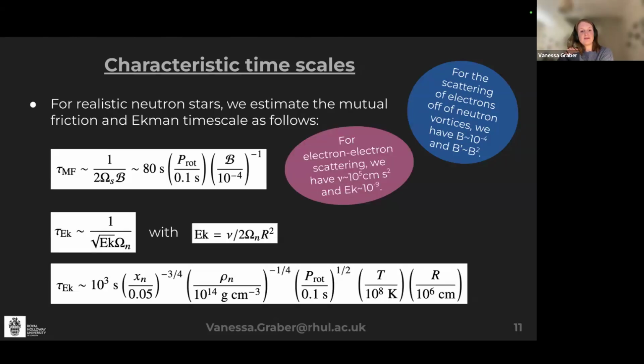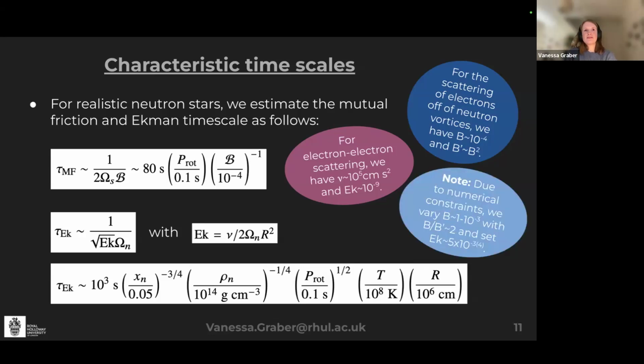While in the case of the Ekman timescale, which is the other relevant timescale for the problem, which is defined here, we have to figure out what's the dominant driver for the viscous mechanisms. And under the assumption that that's electron-electron scattering, we would have an Ekman number on the order of 10 to the minus 9. Because of these two constraints, very small B coefficients and very small Ekman numbers, it was basically impossible to solve this for these realistic numbers. So we had to make some assumptions that were still allowing us to probe the range of physics involved, but also do this in a realistic computation time.